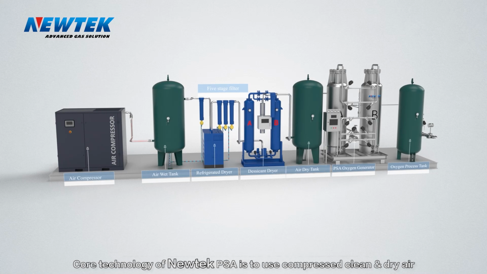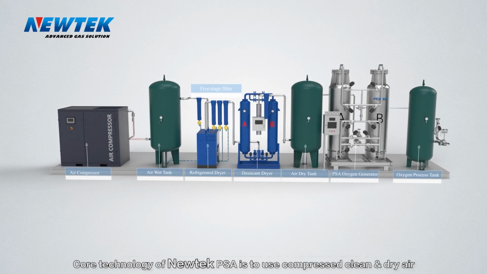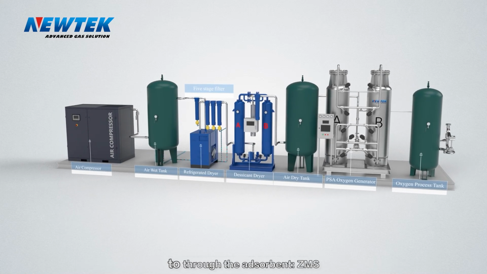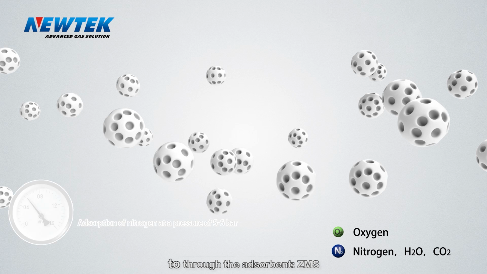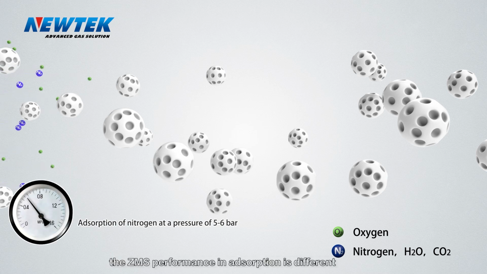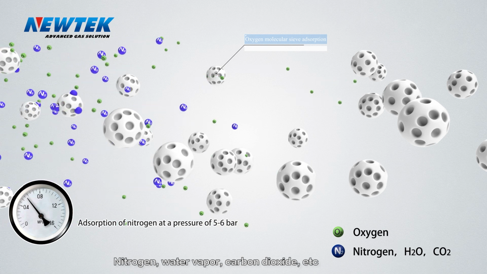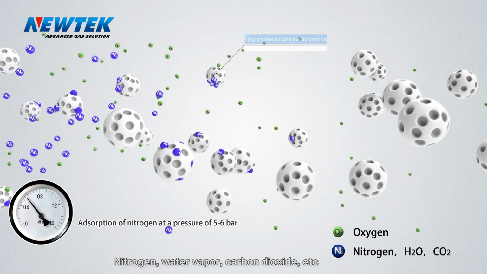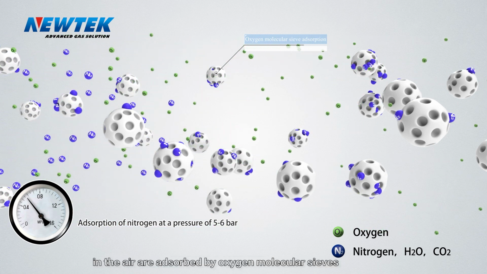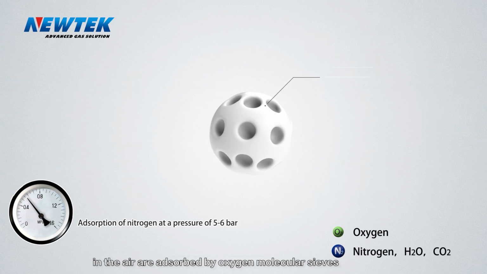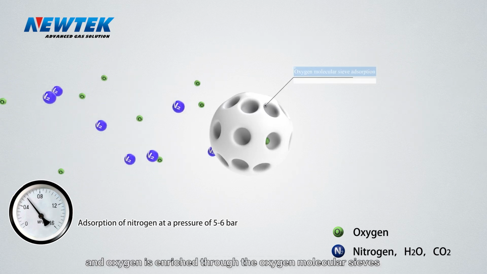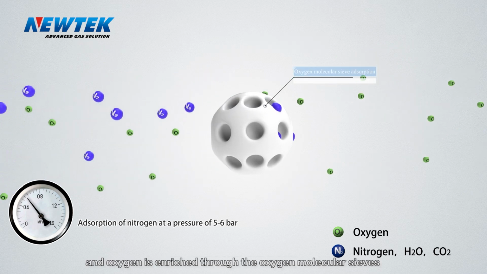The core technology of NEWTEK PSA is to use compressed clean dry air to go through the adsorbent, ZMS. The ZMS performance in adsorption is different. Nitrogen, water vapor, carbon dioxide, etc. in the air are adsorbed by oxygen molecular sieves, and oxygen is enriched through the oxygen molecular sieves.